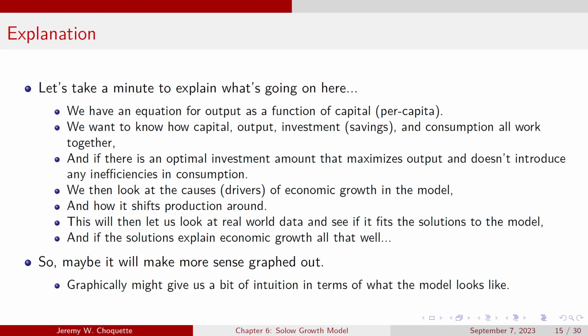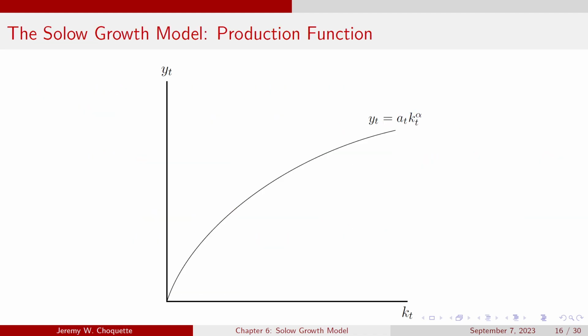Now, maybe this is going to make a little bit more sense graphed out, right? You've seen a lot of equations. You're going, I don't even know what the hell these things look like. So let's graph some stuff out, get a little bit of intuition in terms of what the model looks like. All right, well, here's production, right? Output is a function of capital. We've seen this before, right? We've seen that shape, and we've seen output solely as a function of capital. So this is our production function.